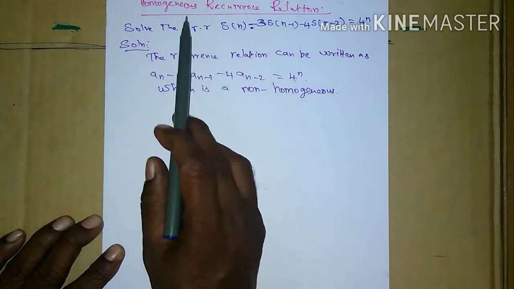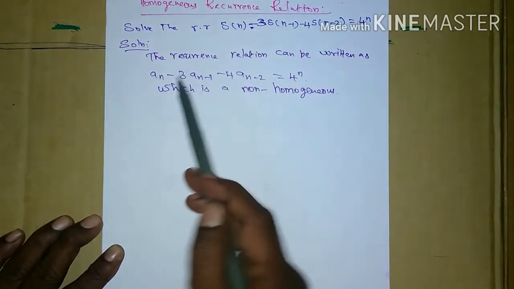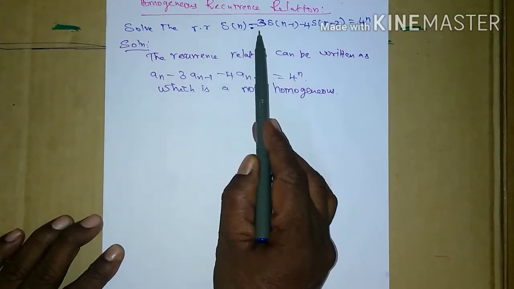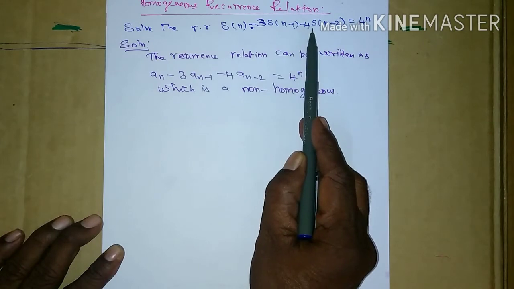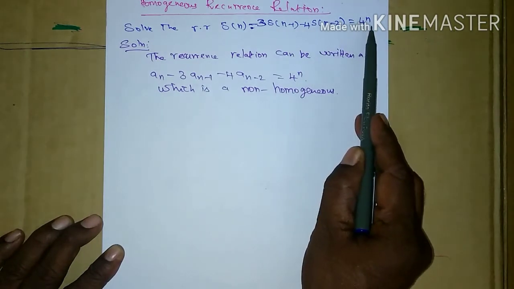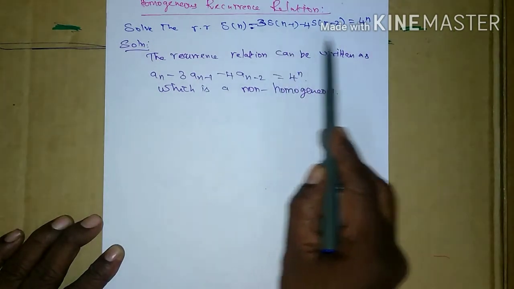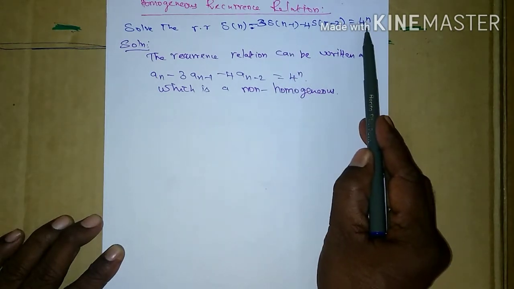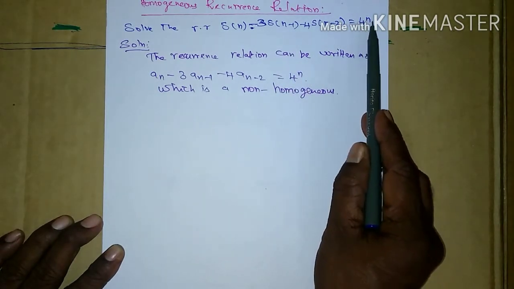Today we are going to see the non-homogeneous recurrence relation. Solve the recurrence relation s of n minus 3 into s of n minus 1 minus 4 into s of n minus 2 is equal to 4 power n. Here this is a non-homogeneous recurrence relation because in the right hand side we have the term a power n.